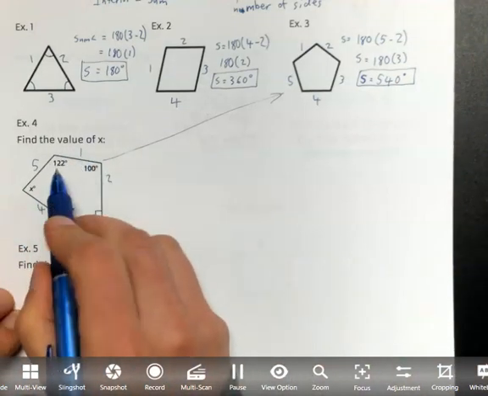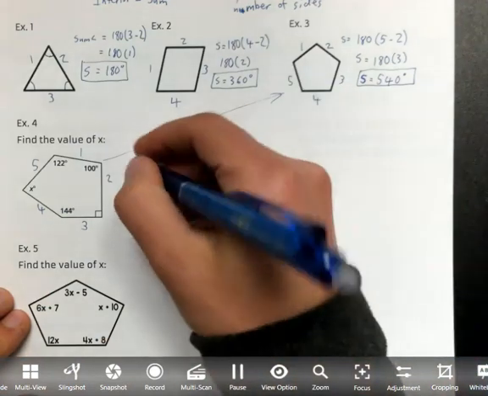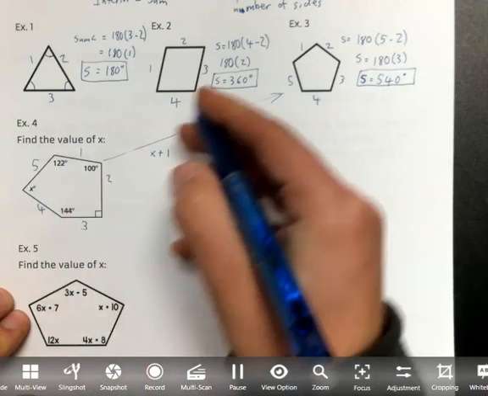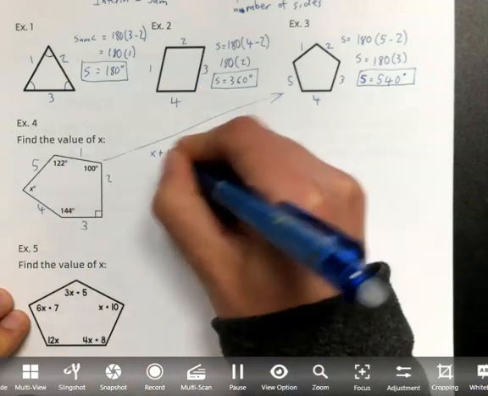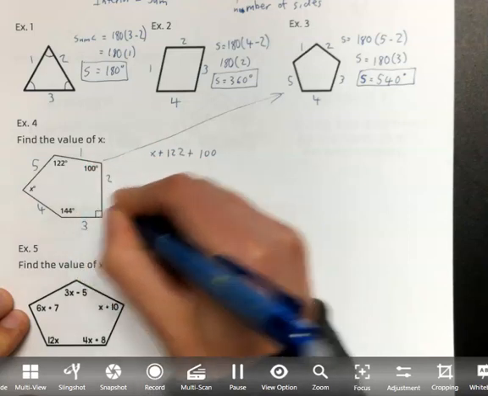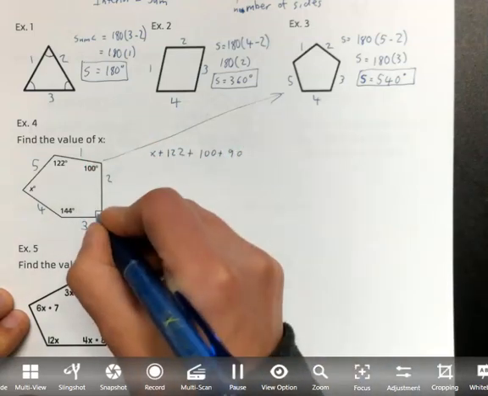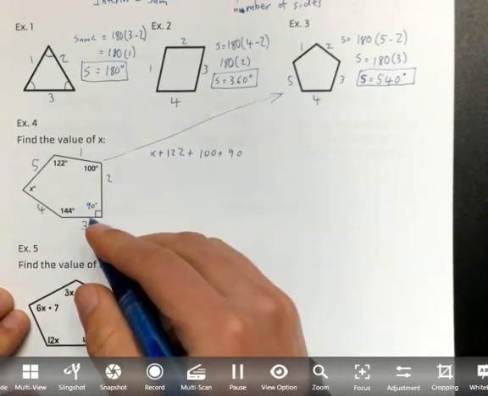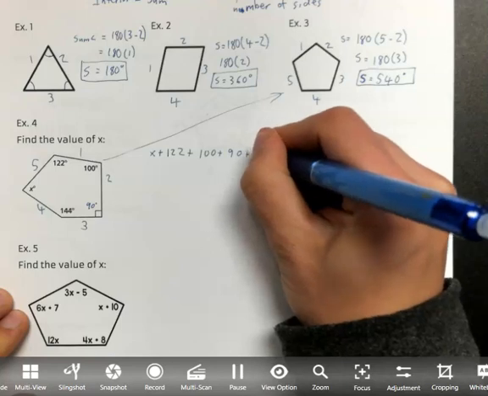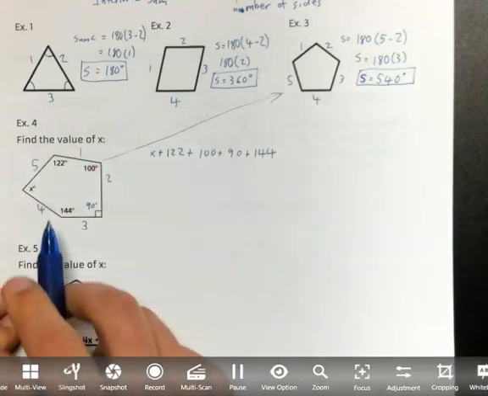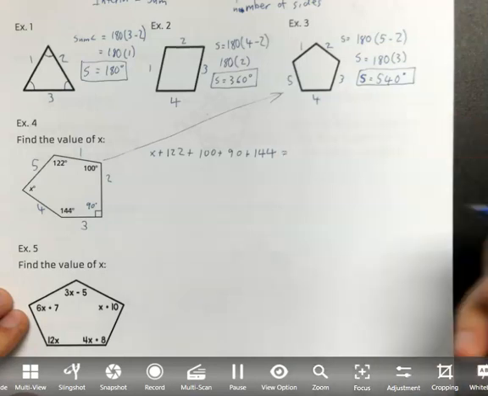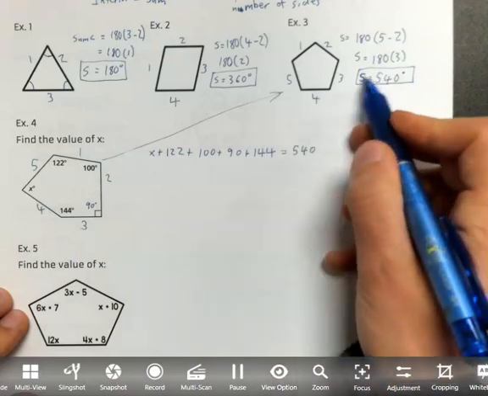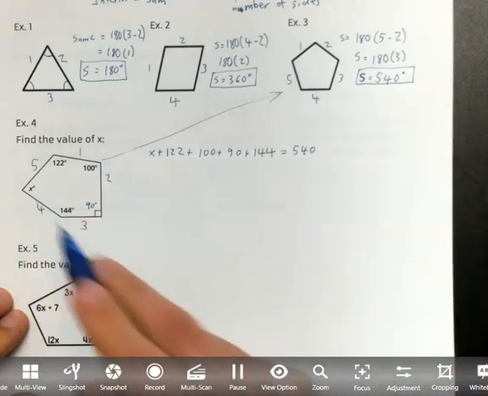So let me go ahead and start at x. So I'm going to say x plus, and then I'm moving on to this next piece, 122 plus 100 plus 90. Do not forget to add this 90. Actually write in a 90 over there to remind yourself to add it. Okay, plus 144 plus, oh, nothing, we're back to where we started, so we're good there, equals 540. All right, where did I get the 540 from? The sum is 540. We already calculated it.